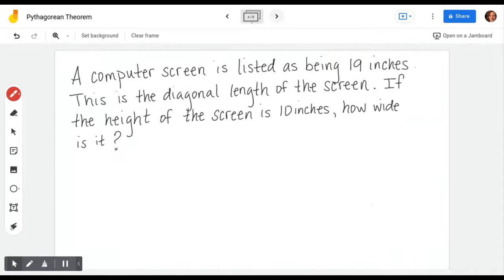Let's look at one more. Computer screens, TV screens, when you're hearing that measurement of how big it is, what they're actually giving you is the length of its diagonal. So there's this computer screen, and it's advertised or listed as being a 19-inch computer screen. So here's my screen. What they're saying is this diagonal is 19. It says the height of the screen is 10 inches. I want to know how long is the screen.